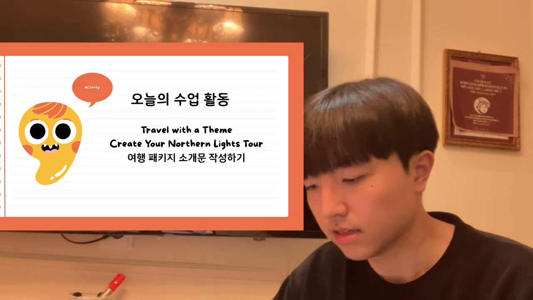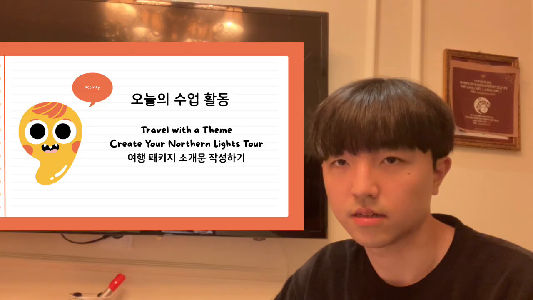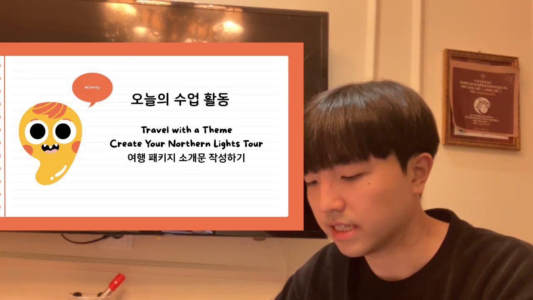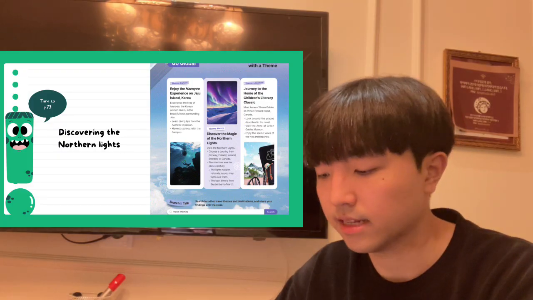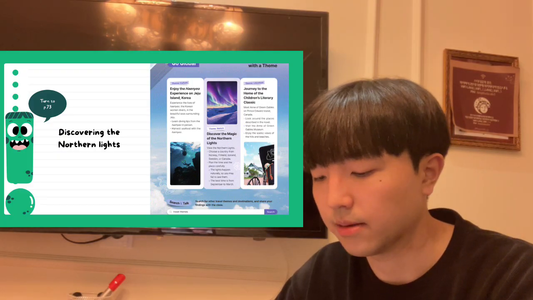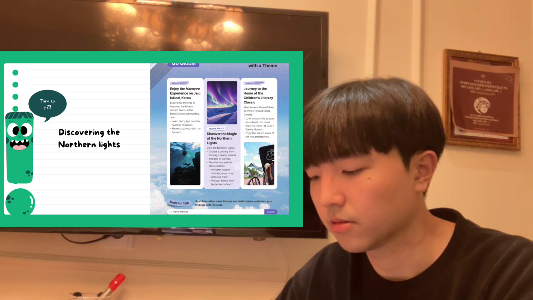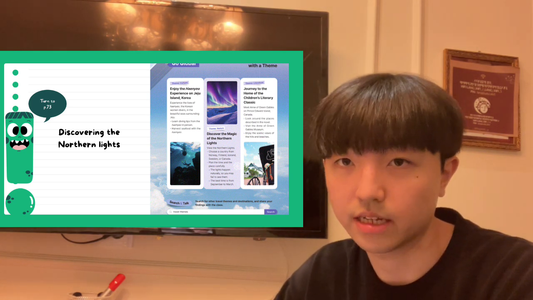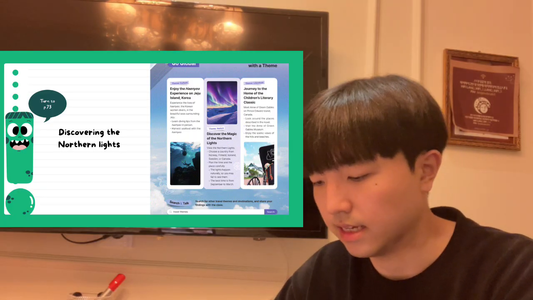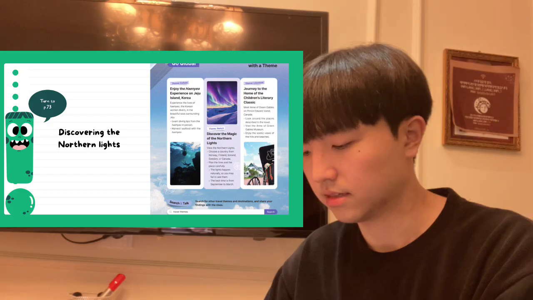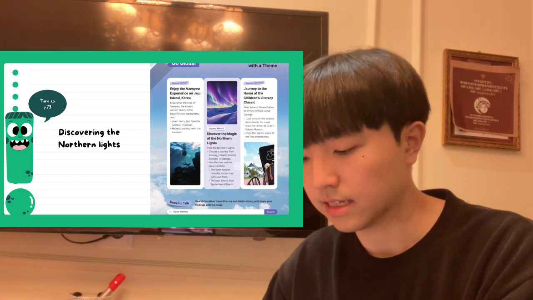So it says writing a travel package information here. Now, turn to page 73 on your textbook, please. So you were asked to read this section last time, right? There are 3 different travel topics here. One is about Haenyeo of Jeju Island, South Korea. The second one is about the Northern Lights. And the last one is about Prince Edward Island in Canada.